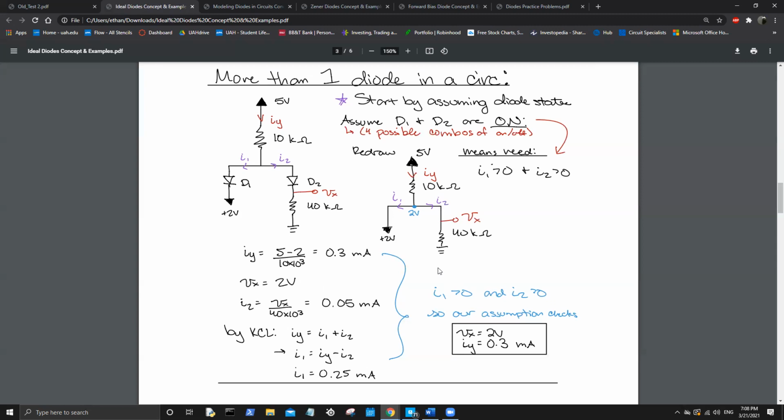like put the 40 where the current going through IY is, and then the 10 kilo ohm between D2 and ground, I think in that situation you would have a different diode configuration, and one of them might have to be off. Yeah, like if instead of having ground, you have a voltage source there.